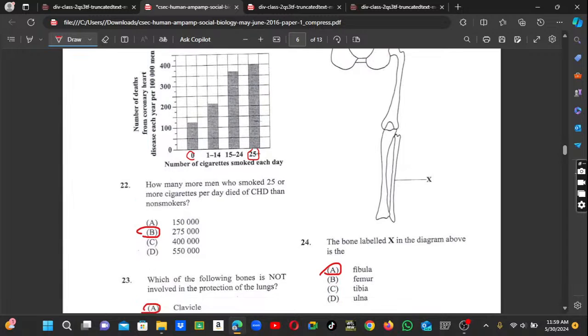Alright, so it says the bone labeled X in the diagram above is the, so we are talking about the fibula. So this is the long hard bones here near the joints. So this would be the fibula. Alright? Good.